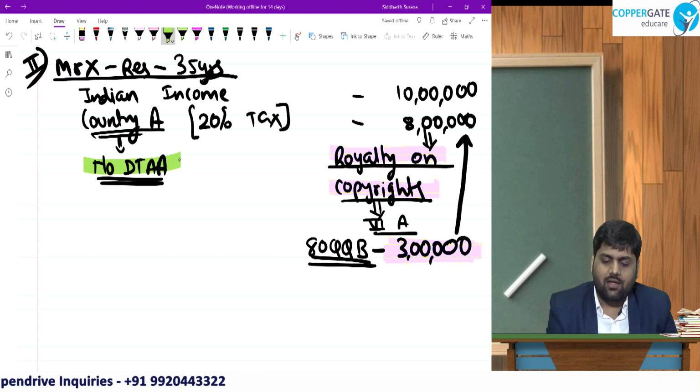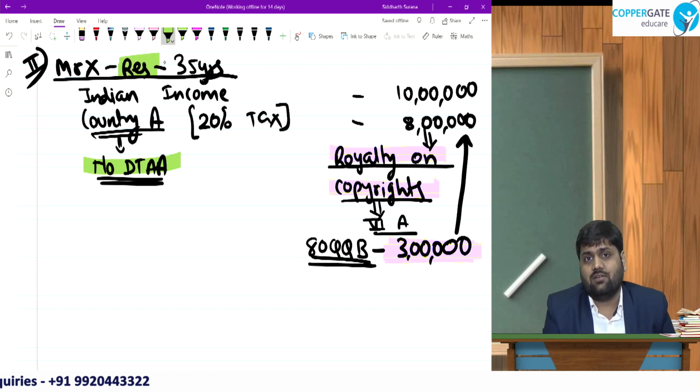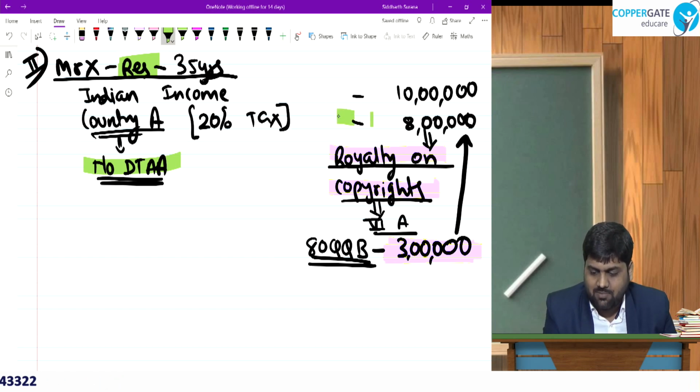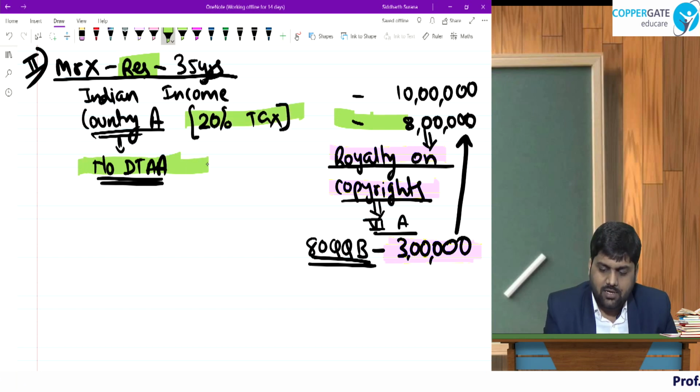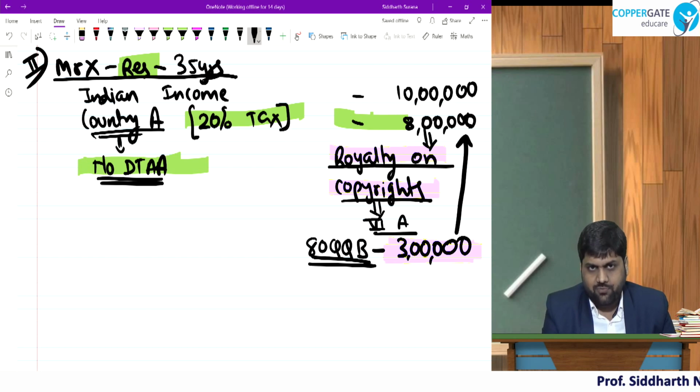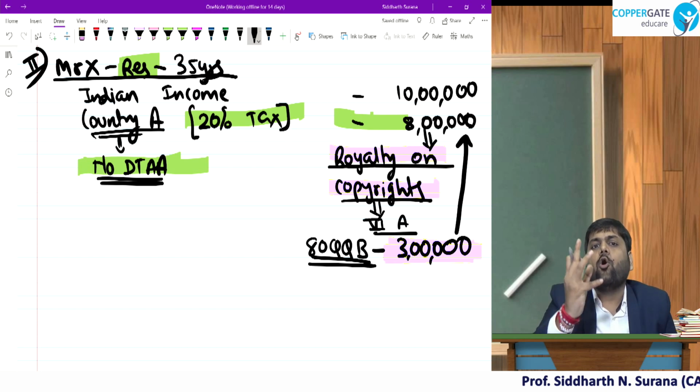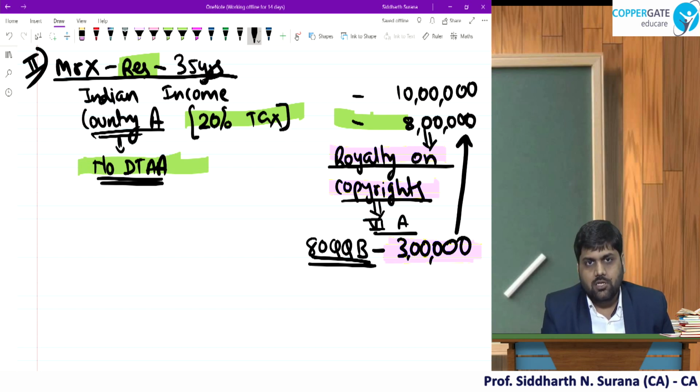Just check one thing: is the assessee resident? Yes. Everything else has already been checked. There is income outside India, there is tax outside India, there is no double taxation avoidance agreement, and therefore the assessee will be eligible for unilateral relief. What is the logic of unilateral relief? Tax over there or tax over here, whichever is lower.